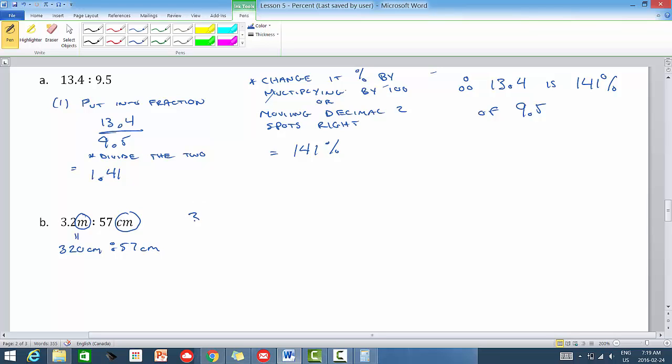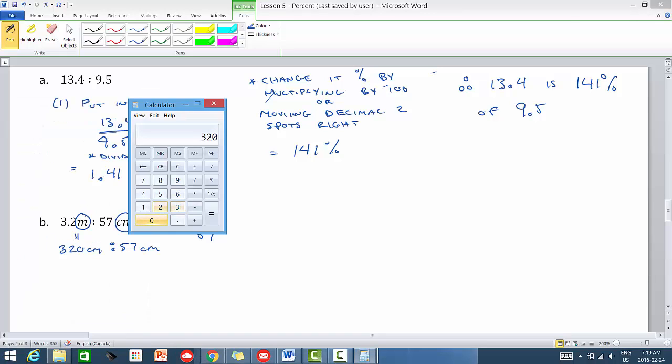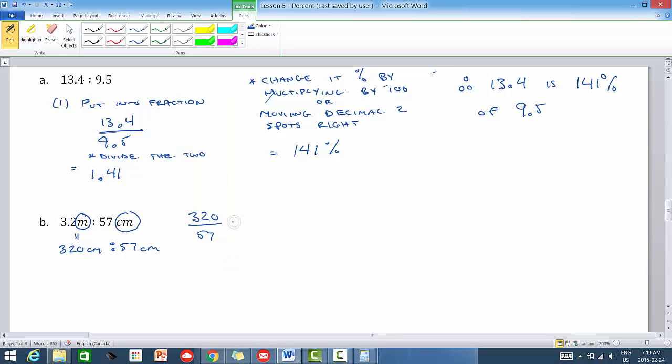So again, we're going to go 320 divided by 57. Okay, on your calculator, 320 divided by 57 equals 5.61. Okay, so as a percent, moving the decimal place 2 spots to the right is 561%. Okay, so therefore 3.2 meters is 561% of 57 centimeters.